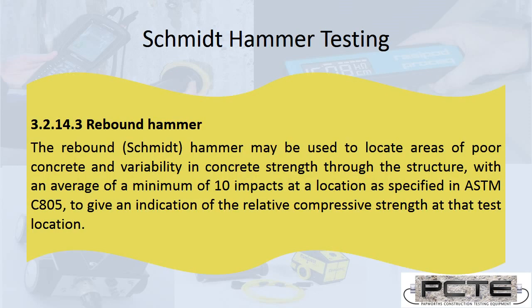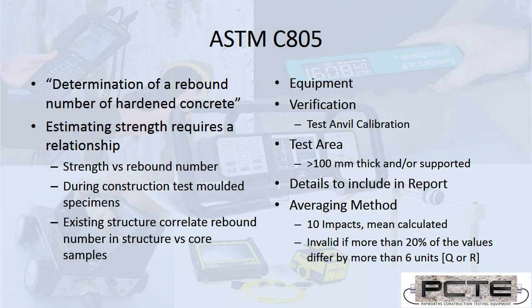So finally, I'm going to talk about Schmidt-Hammer testing. Schmidt-Hammers are mentioned as a means of locating areas of poor concrete and variability in concrete strength. They also provide an ASTM specification for the test method. The ASTM specifies the determination of a rebound number, and its main information is how to collect Schmidt-Hammer data and how to use that to come up with a final value of the rebound number.